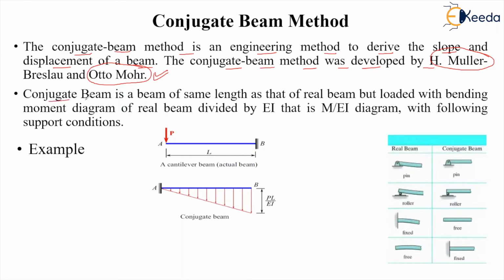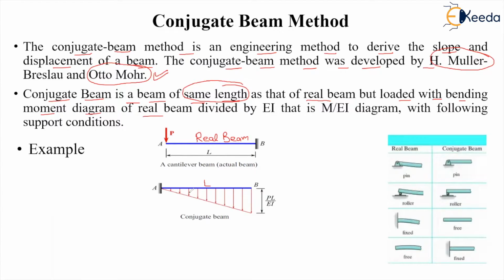So a conjugate beam is a beam of the same length as the beam that we have. Suppose this is our cantilever beam, and this is the real, actual beam, right? The conjugate beam is of the same length L, as that of the real beam, but loaded with the bending moment diagram. Now this beam is loaded with the bending moment diagram.